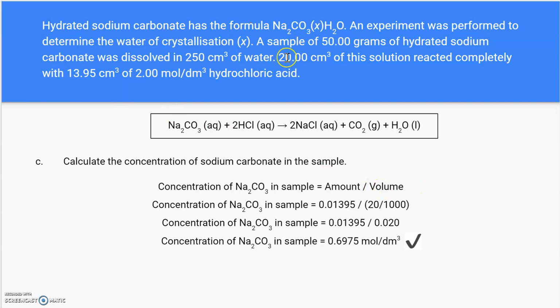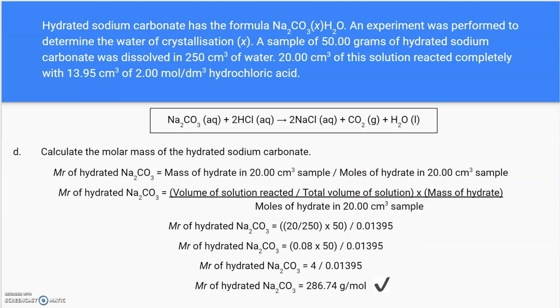Now, the volume of the solution that is reacting is given to us. It's 20 centimeters cubed, but again, it is in centimeters cubed, and it must be in standardized units, so we must divide it by 1,000 before operating with it. So in the end, we get that the concentration of Na2CO3 in the sample is 0.01395 divided by the quantity of 20 divided by 1000 to get that volume of solution in decimeters cubed. If we perform that operation, we get that the concentration of sodium carbonate is 0.6975 moles per decimeters cubed. That will be part C.